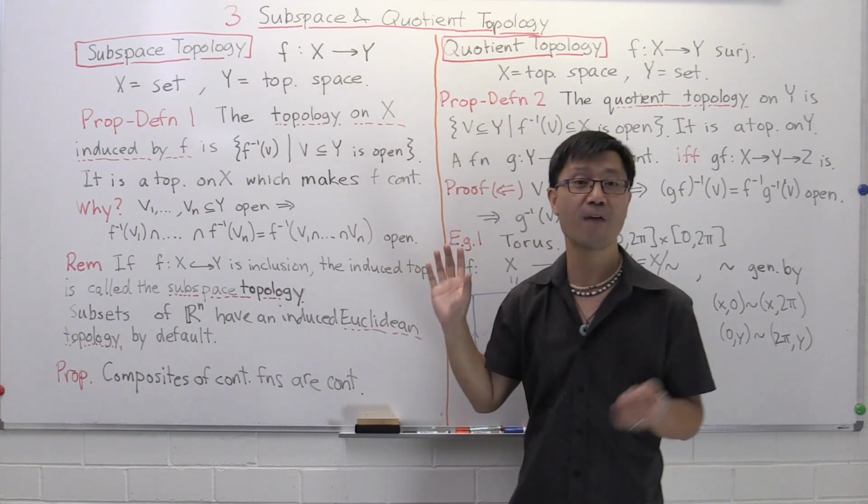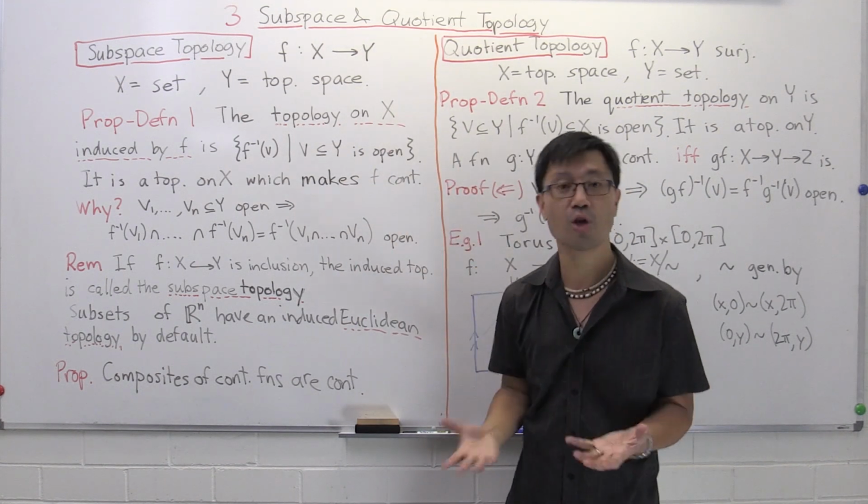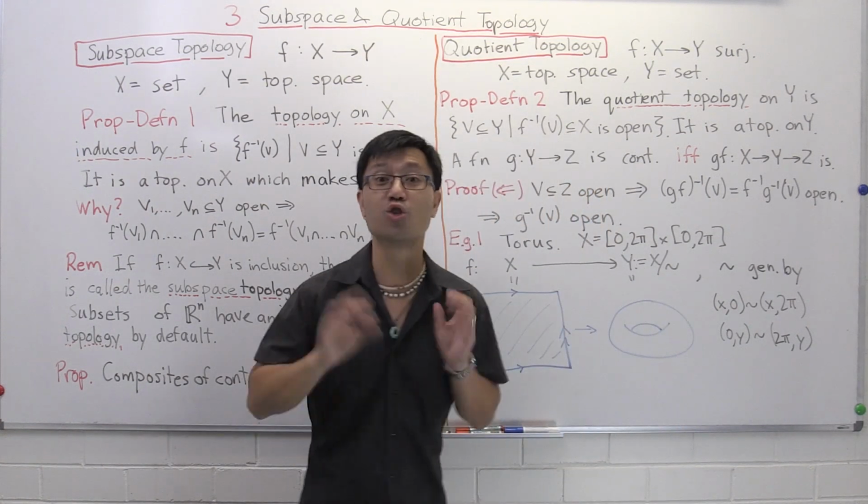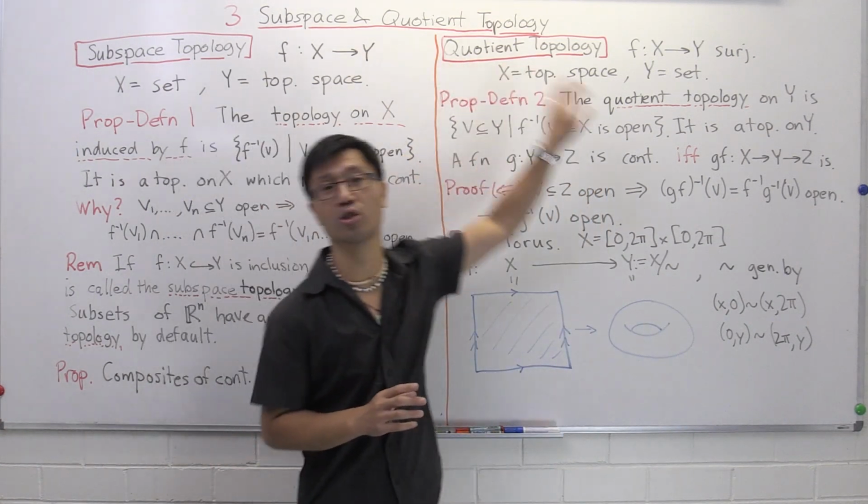Okay, so that's the first of our constructions for new topological spaces from old ones. We want to look now at the dual notion, which is called the quotient topology.